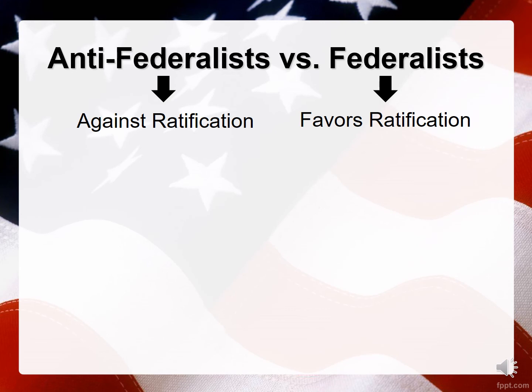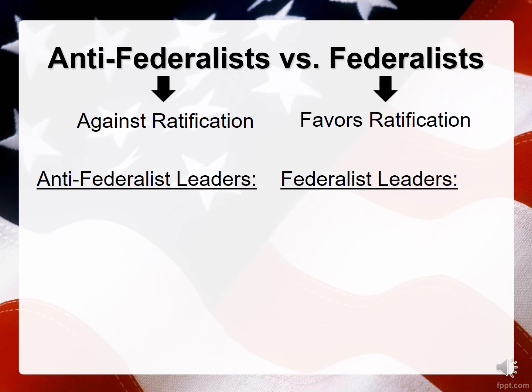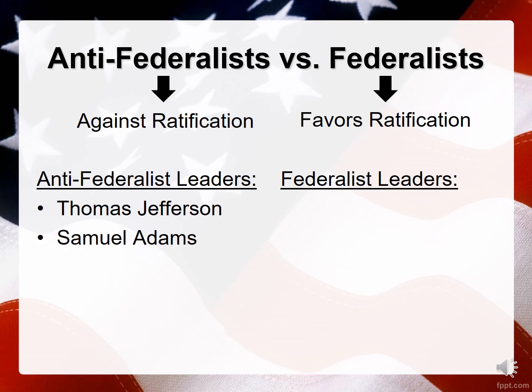So let's look at some of the key players in each one. You're going to recognize these names. This is a who's who list of our founding fathers. On the Anti-Federalist side, those that are against the Constitution, you had Thomas Jefferson. You had Samuel Adams. Of course, Sam Adams started and founded the Sons of Liberty, also the Committees of Correspondence. He was one of the major proponents for revolution to break away from England.